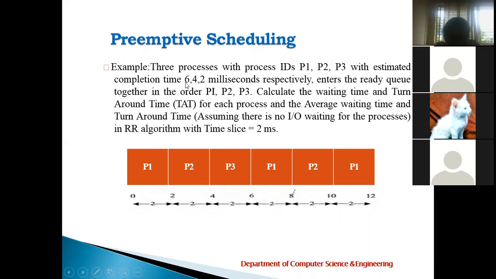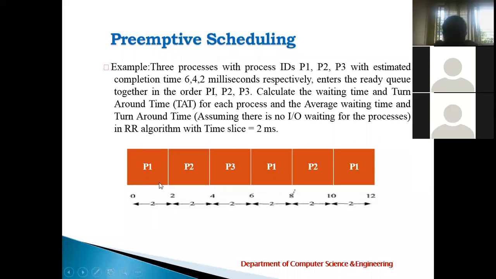So what is the P1 completion time? 6. Okay. Now what are they asking? How much time is P1 waiting in the queue? Right. So at this first point it is waiting for 0 millisecond. That means it has executed 2 millisecond. In the first round it has been given a 2 millisecond chance, so the waiting time is 0.